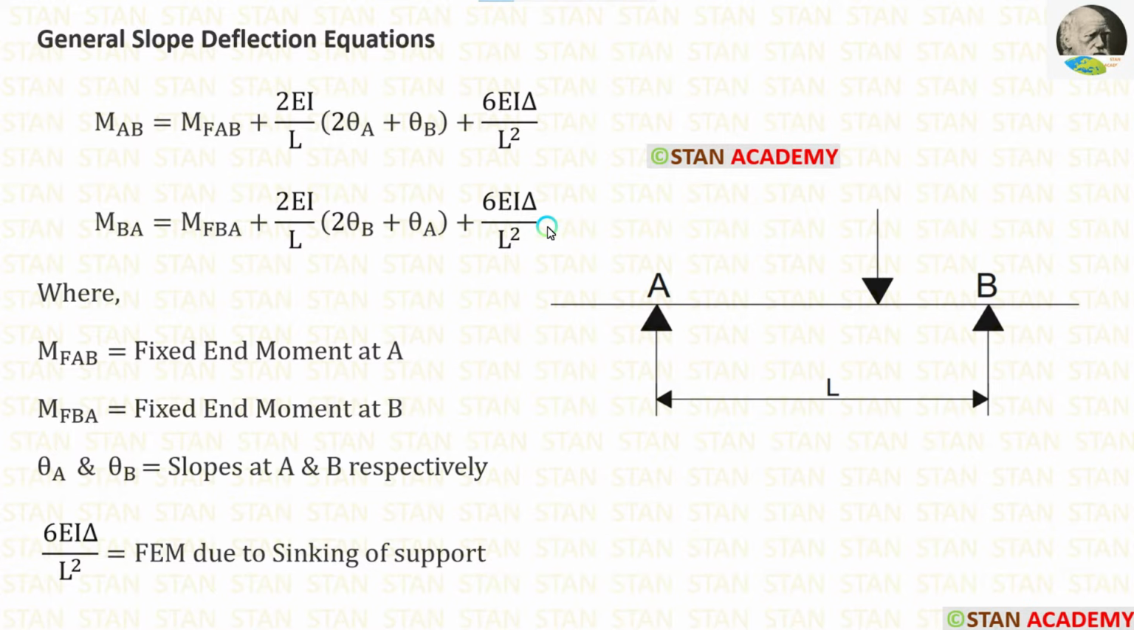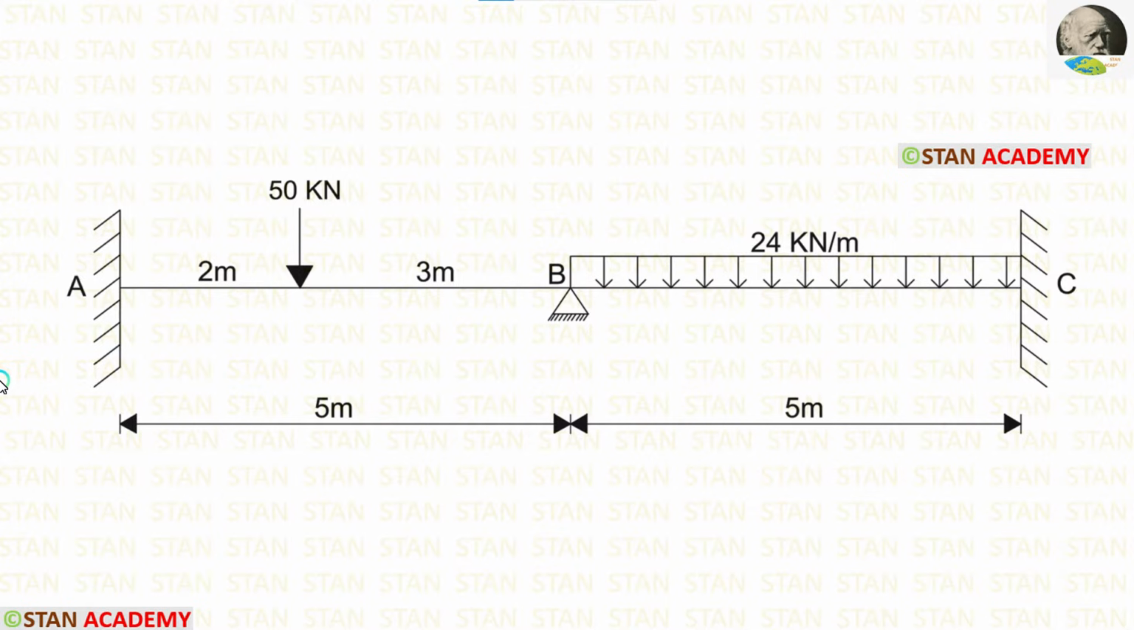If in the question nothing is mentioned about sinking or settlement of the supports, we can assume that in the given beam there is no sinking or settlement. In this case, we don't have to consider these two terms. In this question also, nothing is mentioned about sinking of the supports, so we are not going to consider these two terms. We had a little introduction about the slope deflection method.